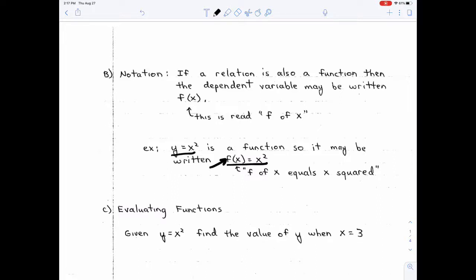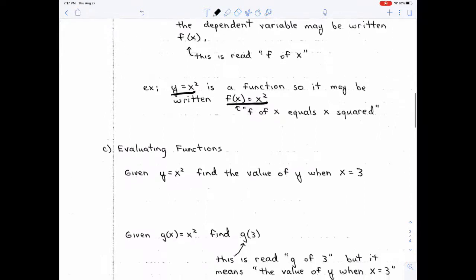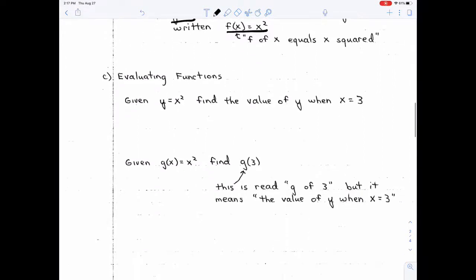As soon as you write f of x, it means this thing's a function. So it tells you that something's a function, and there's something else which we'll get to in a little bit. Now, let's say I give you the problem: given y equals x squared, find the value of y when x equals 3. So what would you do? You'd say y equals 3 squared, you'd substitute 3 for x, and then you'd get 9. So the value of y is 9 when x is 3.